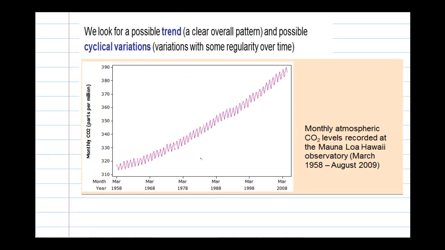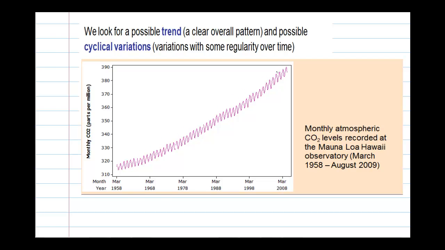Okay, pop the graph in. Let's talk about some characteristics of this graph. This is the monthly atmospheric CO2 levels recorded at the Mauna Loa, Hawaii Observatory between March 1958 and August 2009. Looking through this, every March is marked on our horizontal axis and the years increase, which would make sense. Another thing we can see here is a clear upward trend.